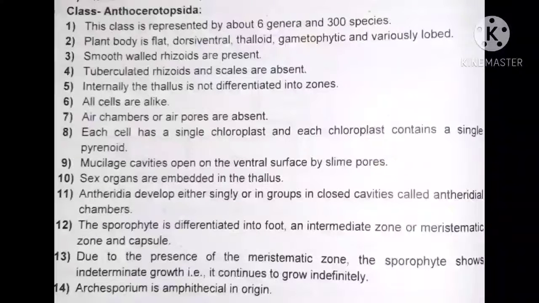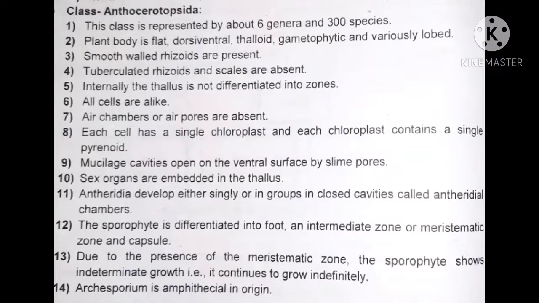Students, in the earlier video, we studied the general characteristic features of the first class of Bryophyta, that is Hepaticopsida. Now we will see the characteristic features of the second class, Anthoceratopsida. This class includes 6 genera and 300 species.